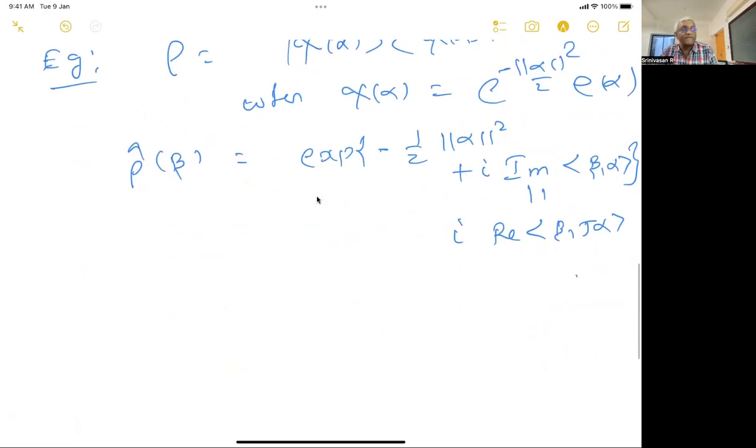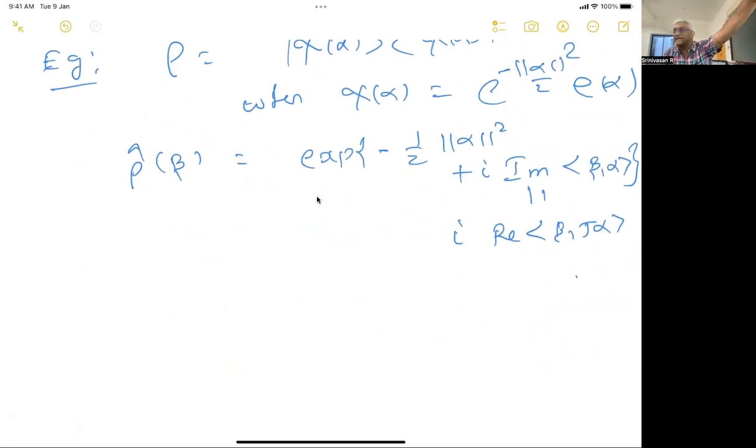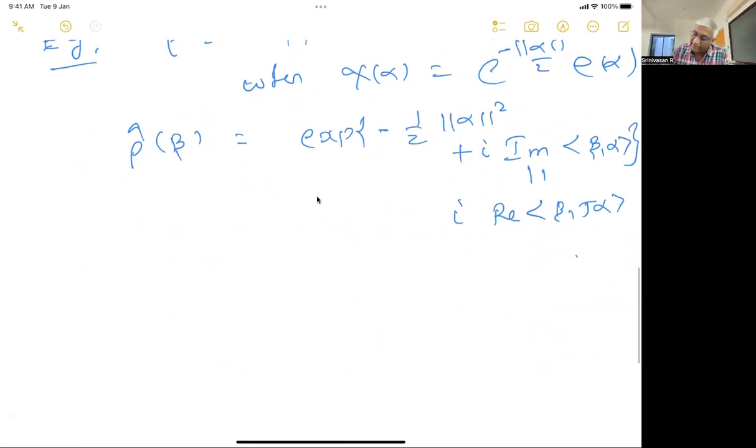For the time being, we have got covariance matrix identity. The norm of alpha squared is alpha alpha. We have got something with covariance matrix identity. Now, let me recall what we have done. We have already done the symplectic thing.